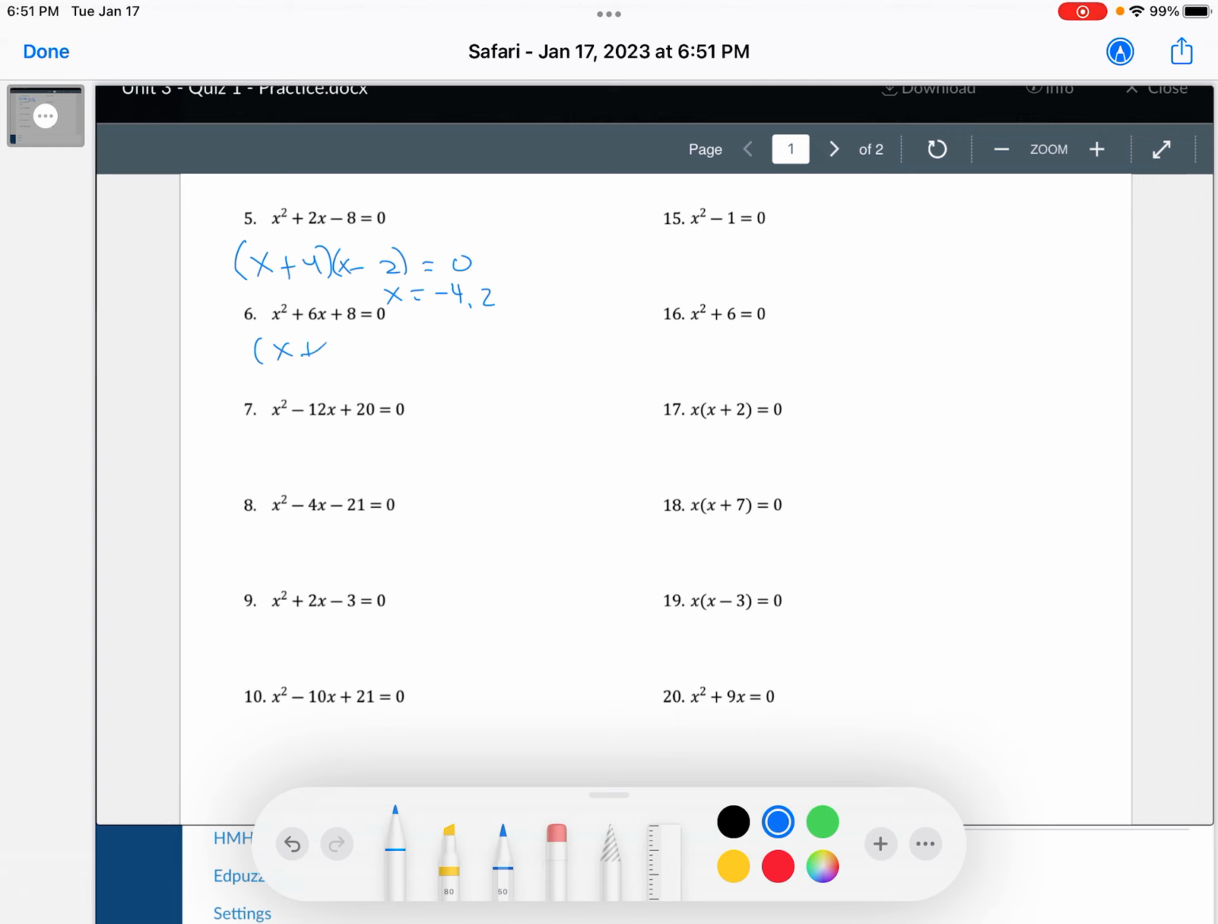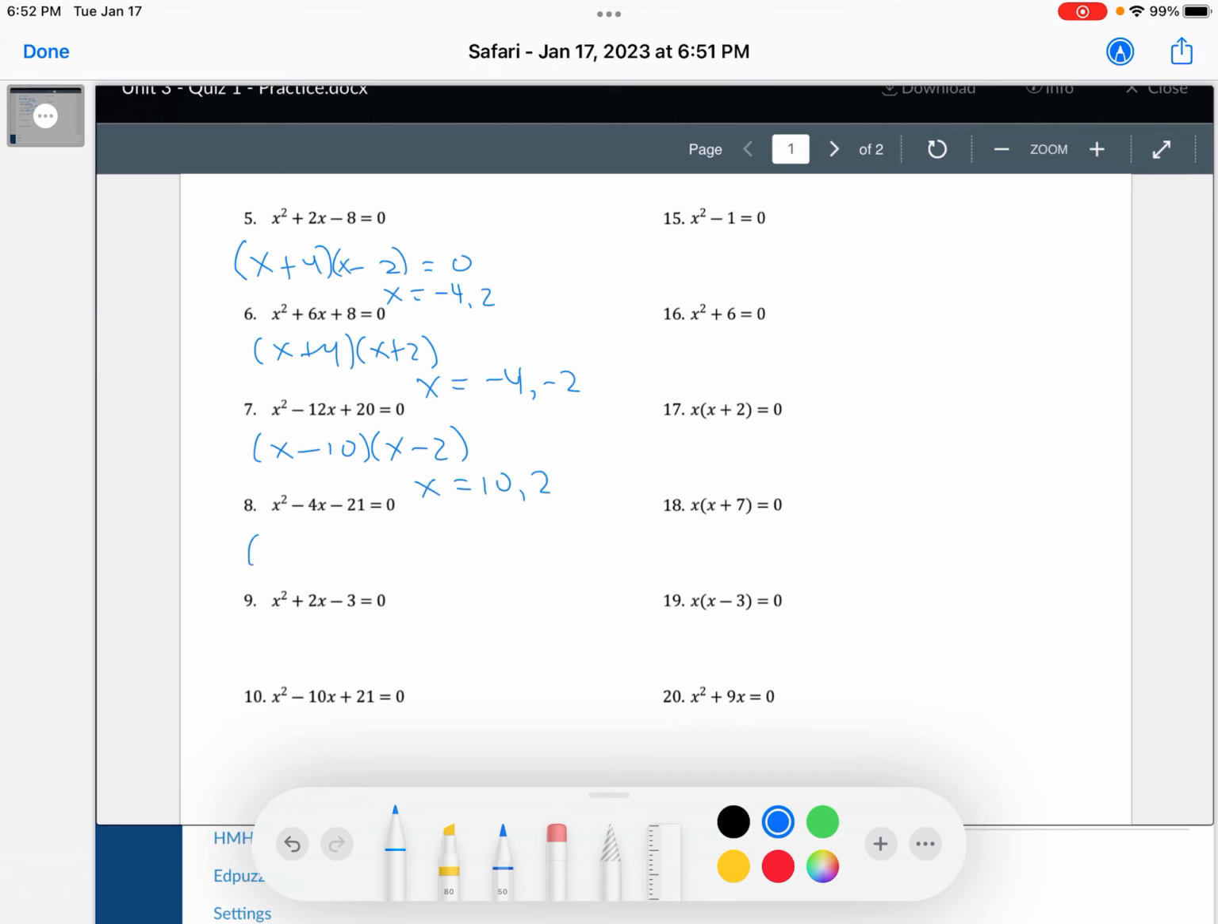All right, this one, 4 and 2, except this time they're both positive. 4 times 2 is 8. 4 plus 2 is 6. So my solutions here are -4, -2. This one, 20. I'm thinking something like 10 and 2. 10 times 2 is 20. 10 plus 2 is 12. So my solutions are 10 and 2.